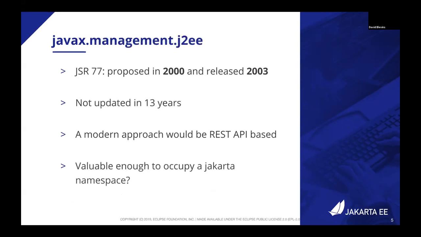Another aspect of it is javax.management.j2ee. This is JSR 77, proposed in 2000 and released in 2003. Not updated for 13 years, not even a maintenance revision in 13 years. It was a JMX-based way to get stats from a Java EE implementation. And a modern perspective on this would use a REST API, and it would look a lot like MicroProfile Metrics, for example.